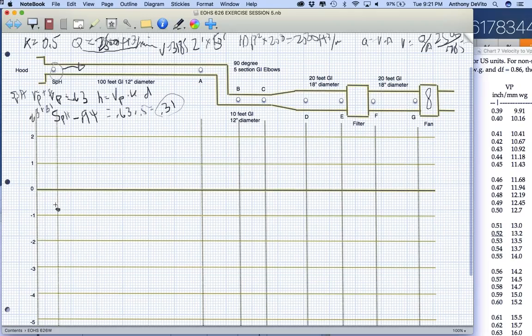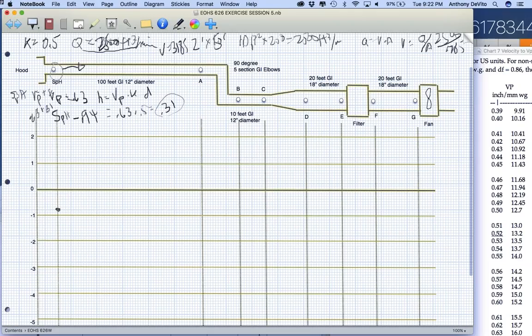So if we do that, then the next calculation for the hood entry loss and the static pressure are all going to be in inches. They all change? No, they're going to be the same physically, but in the new units. It's going to be physically the same pressure, but in new units. Make sense? Okay, good.